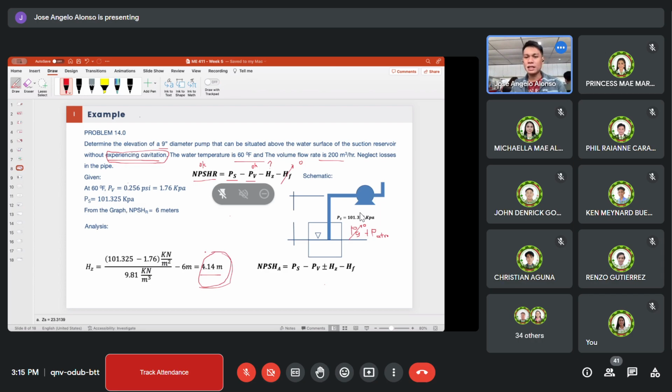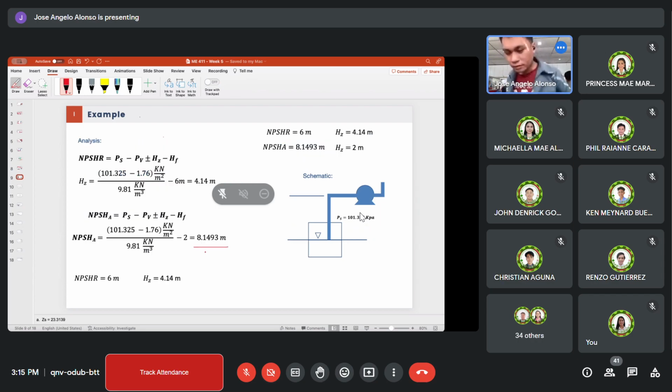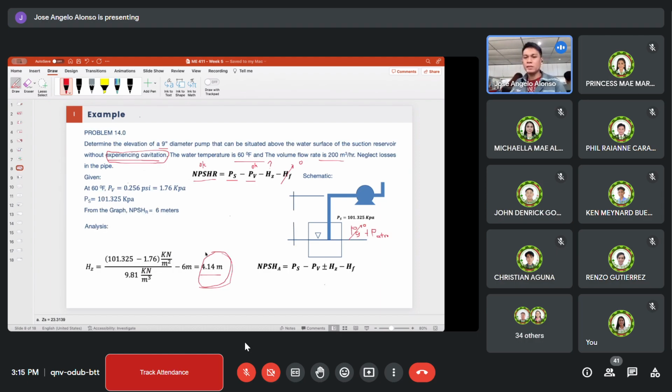But for the sake of analyzing the problem, let's try to determine what is meant by determine the elevation, determine the maximum elevation. Kasi pag binigay nyo lang as 4.14 meters, hindi natin alam kung siya ba is 4.14 meters na minimum or 4.14 meters as maximum na.